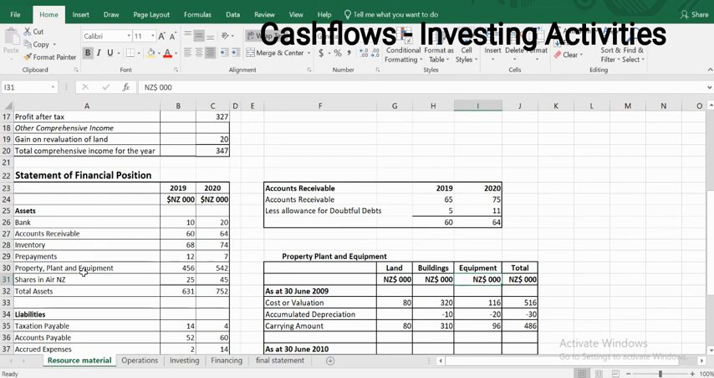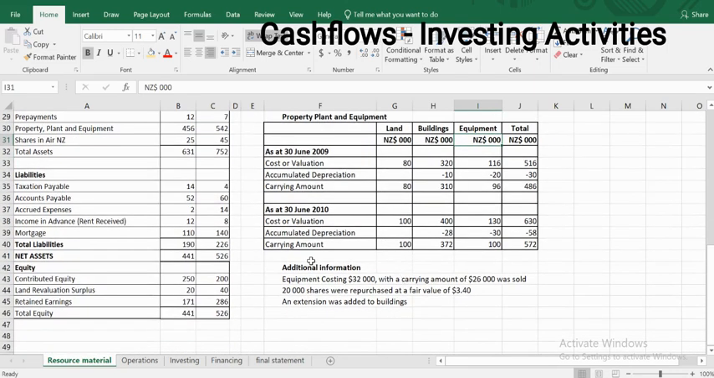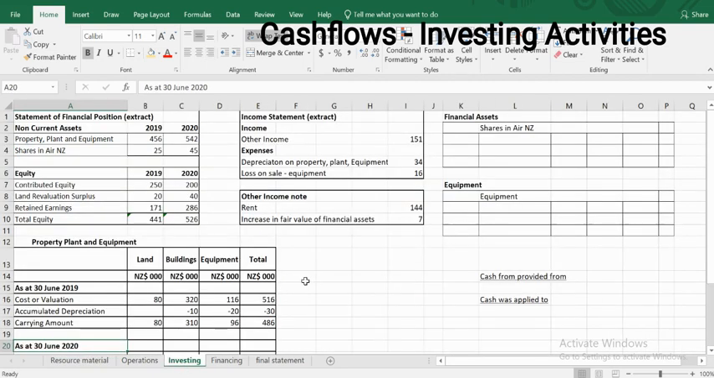We're now going to be looking at our PPE and our shares in Air New Zealand here. For this, we also need to take over some notes as well, so for example, our PPE note. And the additional information is a good place to look for some hints about some of the cash flows for investing. And we're also going to be using our equity section. So I've copied all those over to here. So we're going to start off with the first non-current asset, and that's our property, plant and equipment.